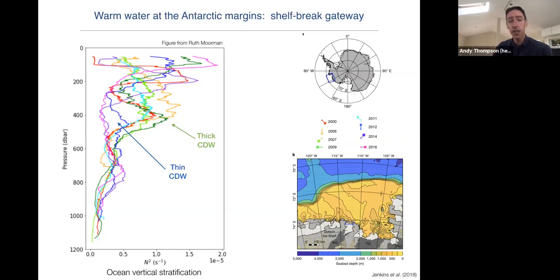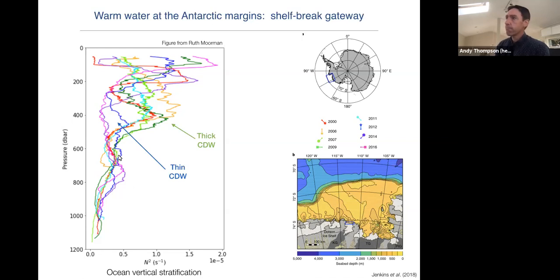And in particular, what you see is in times of years when that CDW layer is thick, you get a much stronger stratification between the winter water layer and the CDW layer. And in the years where that CDW layer is thin, that stratification has been eroded. And of course, this sort of makes sense. In those years where there's more melting, you may have more meltwater coming up that will help stratify the water column. And in those years where there's less melt, you have weaker stratification.